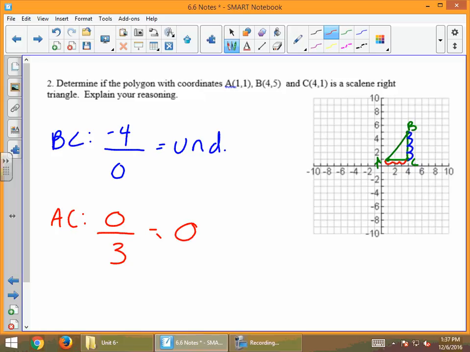Some of you might be thinking, what the heck? Well, they're opposite reciprocals. Whenever you get undefined and 0, they are opposite reciprocals. Because look at those fractions. Here, you have 0 in the bottom. When you flip it, 0's in the top. Doesn't matter that these aren't the same. That's okay. So whenever you have undefined and 0, they're opposite reciprocals. Every time.